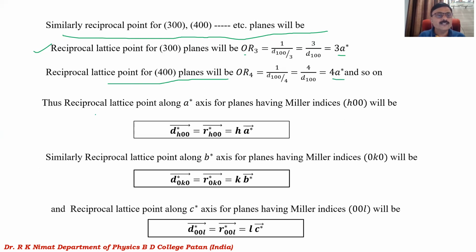So in general, we can write the reciprocal lattice point along the A star axis. The A star axis is the axis in the reciprocal lattice, so it is analogous to the A axis. The reciprocal lattice point along the A star axis for planes having Miller indices in general H00 we can write as DH00 star. It is a vector. It is also represented as RH00 star, or sometimes it is also represented as sigma H00 star. These are different letters used to represent the reciprocal lattice. So the vector is equal to HA star.